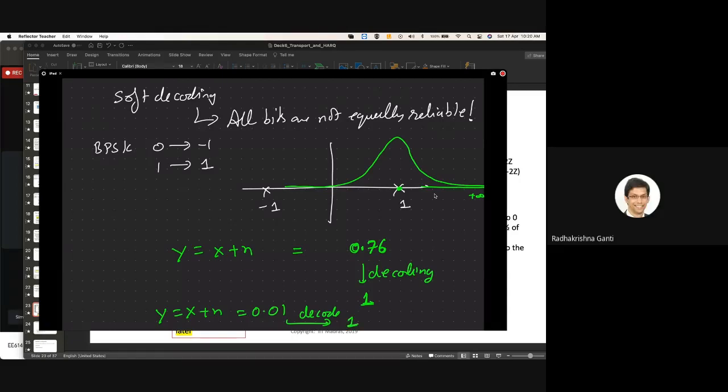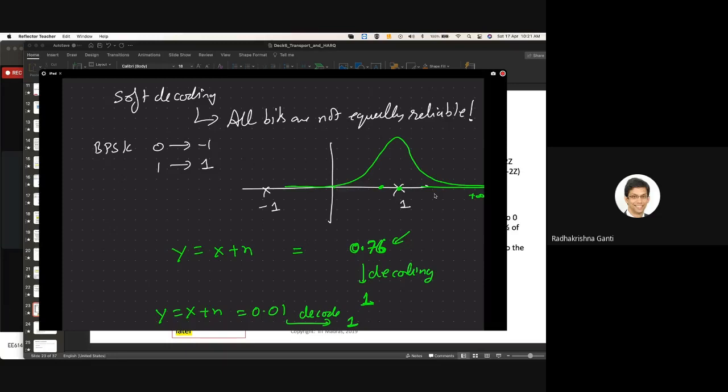But now let's think about this. You are more confident that 0.76 would correspond to 1 here because it's very close to 1. 0.76 will be somewhere here. On the other hand, 0.01 is very, very close to 0. So it's very intuitive that 0.01, while it might be 1, is not with as high a probability compared to 0.76. So if I tell you it's 0.76, you have much more confidence. You can tell 0.76 equals 1. Whereas if I tell you that what you received is 0.01, your confidence level goes down.